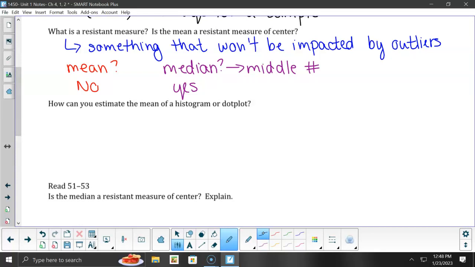All right, so for this next part, it says, how can you estimate the mean of a histogram or a dot plot? So the easiest way to do this is to look at the skew.